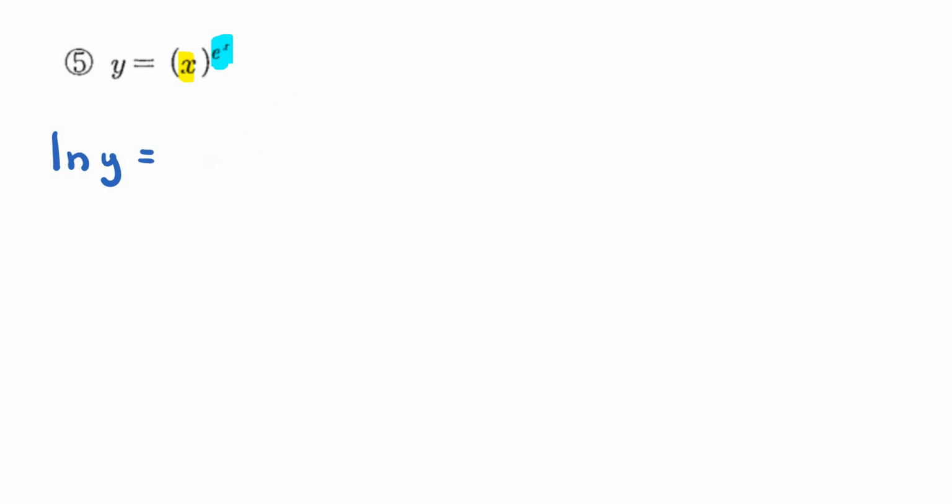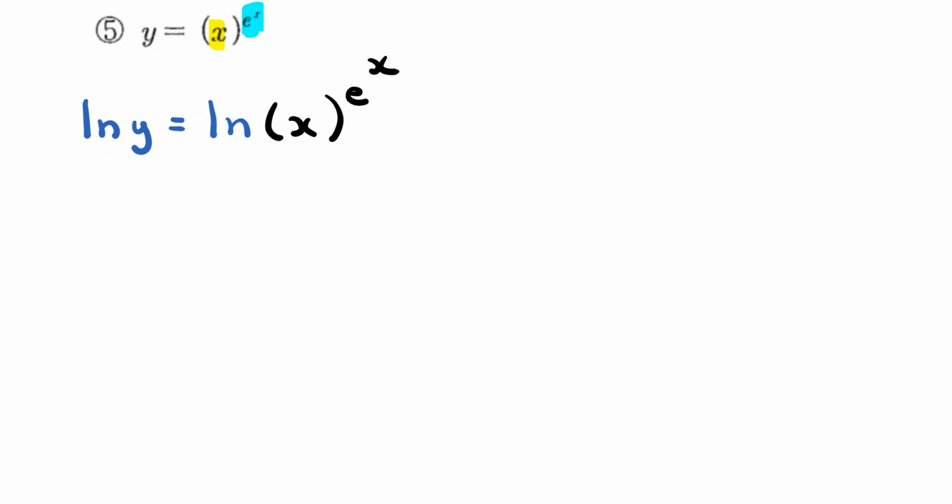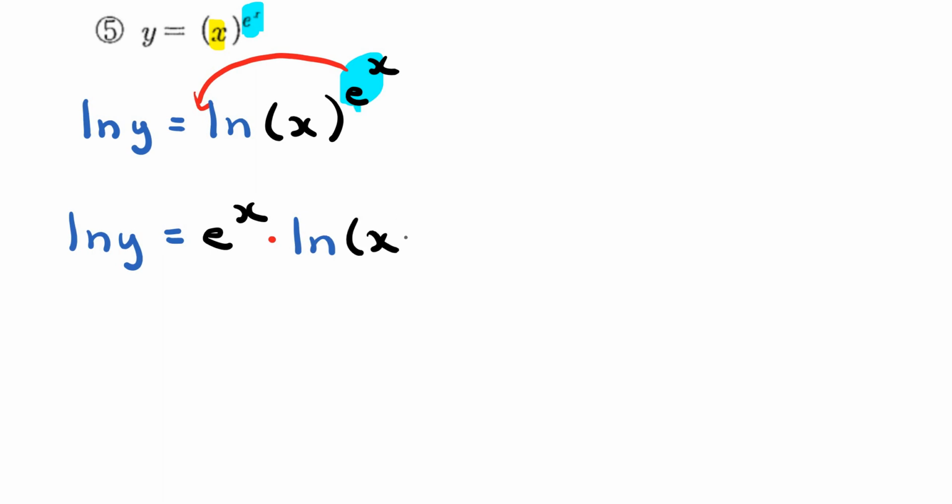Actually, let me just erase all this again. If I ln that side, there's a bracket of an x raised to the power of e to the power of x. Okay, hopefully that's a little bit more clear. And then what we're going to do next is this power right here, e to the power of x, we want to soccer kick that to the front on our next step. So now I have ln y equals e to the power of x times ln of bracket x.